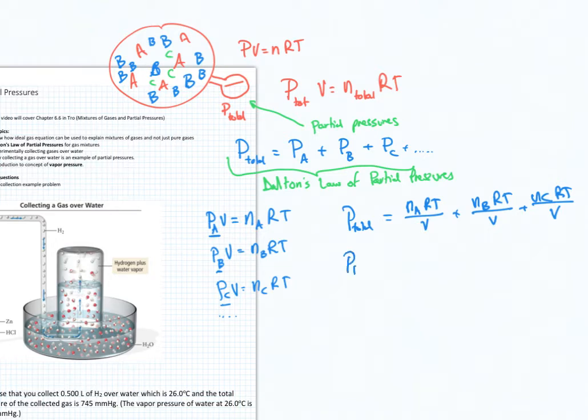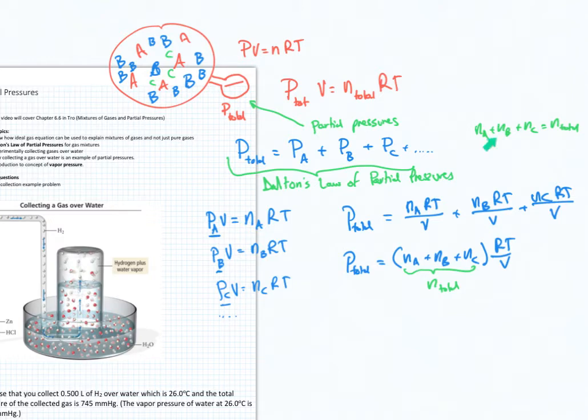So we could rewrite this: P total equals n sub A plus n sub B plus n sub C, times RT over V. We can pull out those common factors. And also, if you recognize, nA plus nB plus nC, that's equal to N total. That's the total number of moles of gas.